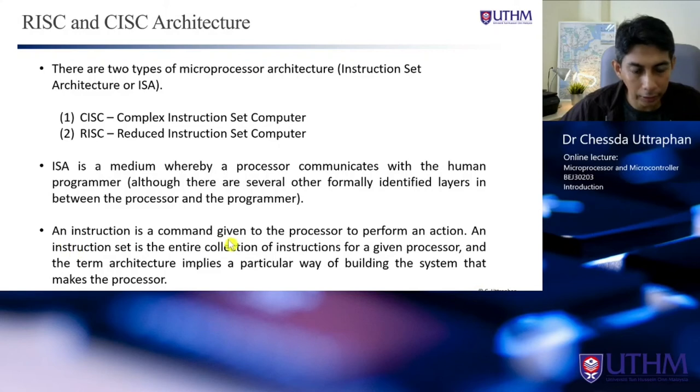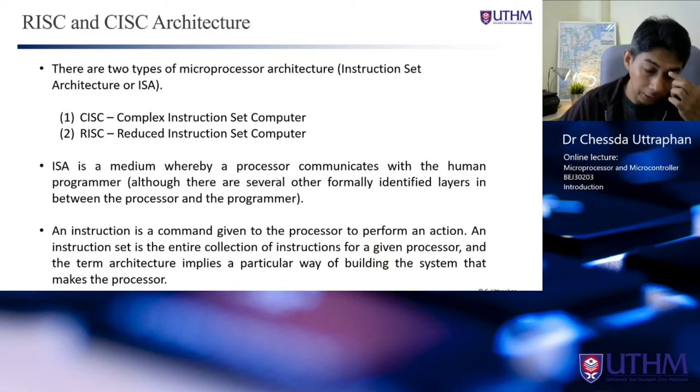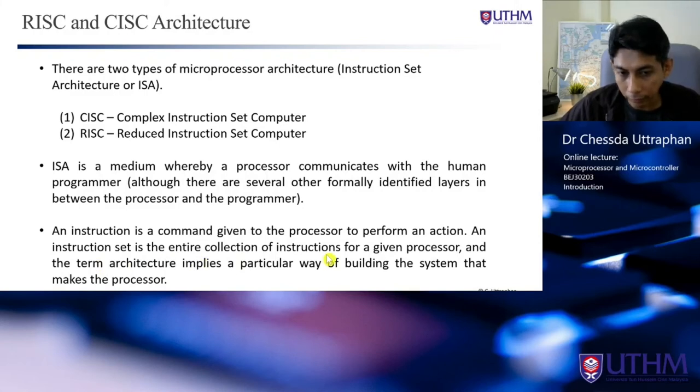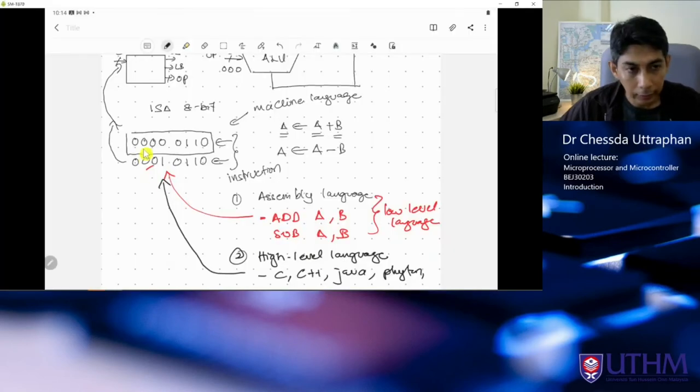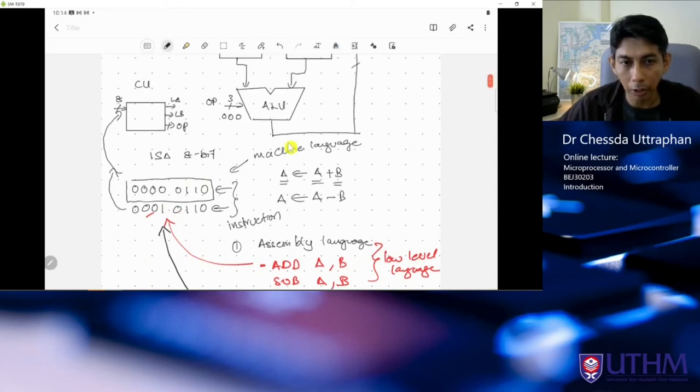Okay, so this is what I explained already. An instruction is a command given to the processor to perform an action, or to do tasks based on the program, task number one, task number two, number three, and so on. An instruction set is an entire collection of instructions for a given processor. This is very important. Instruction set is the entire collection of instructions. So look at this. This is one instruction. This is instruction number two. We have more instructions. So the set, all the collection of instructions, is the set of instructions that we can use to program our microprocessor. All right, so that is called the instruction set.